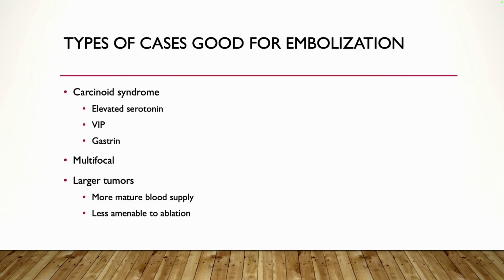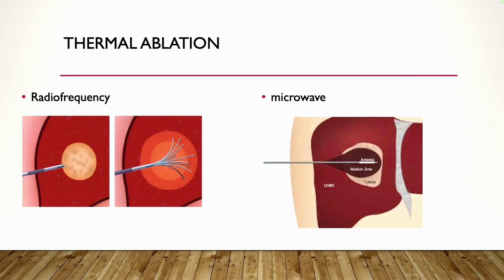And then VIP is one of those that gives you massive diarrhea that can lead to electrolyte disturbances, hospitalizations, IV fluid disease. And so there are times where, regardless of the extent of disease, regardless of if we can't remove the disease effectively, to control those symptoms, we will use embolization. Multifocal tumors are very good, and then larger tumors that have a more mature blood supply, very good for embolization.